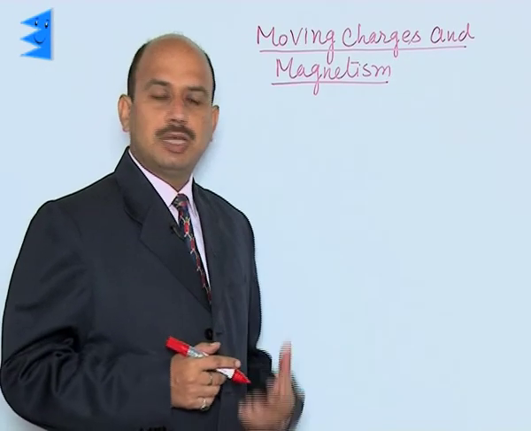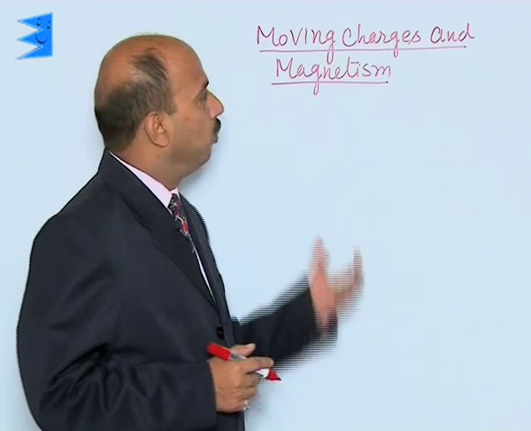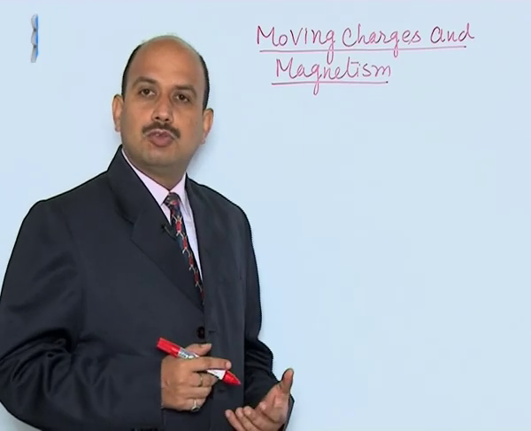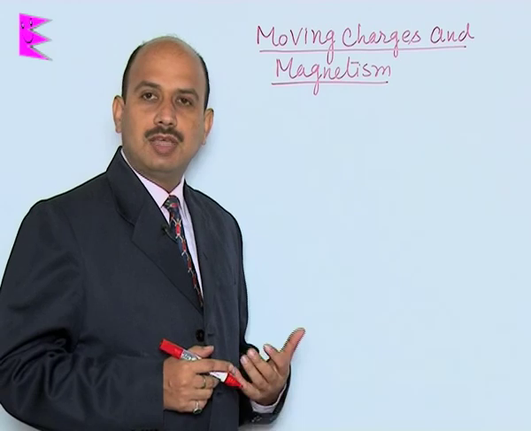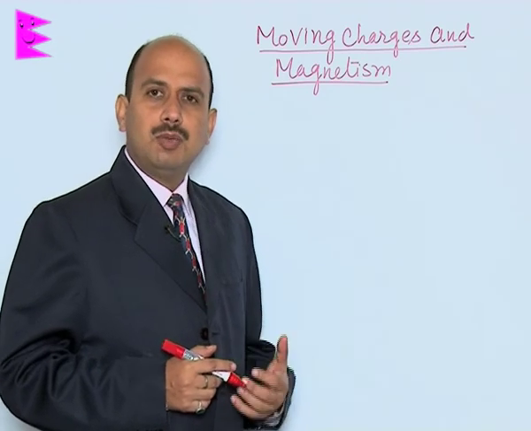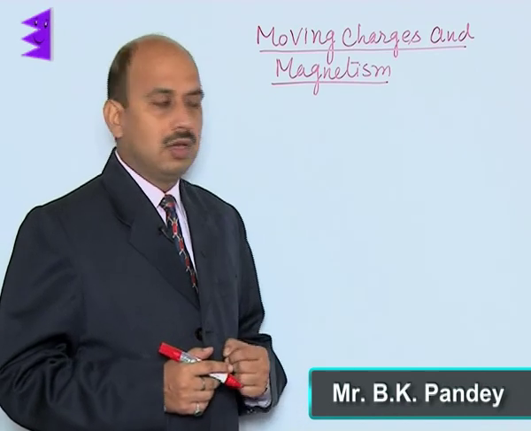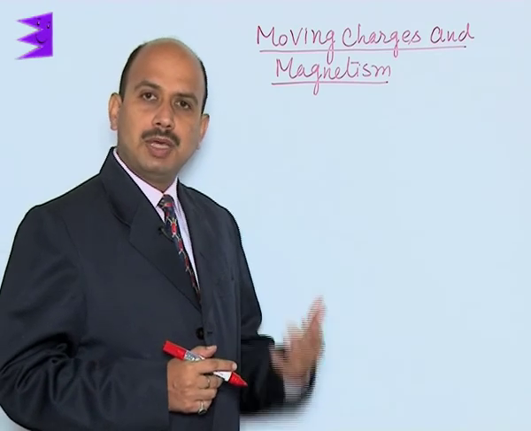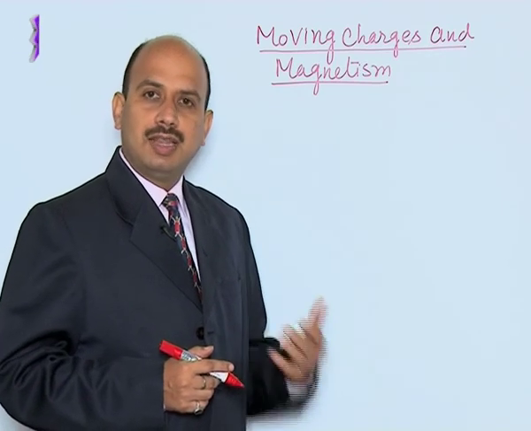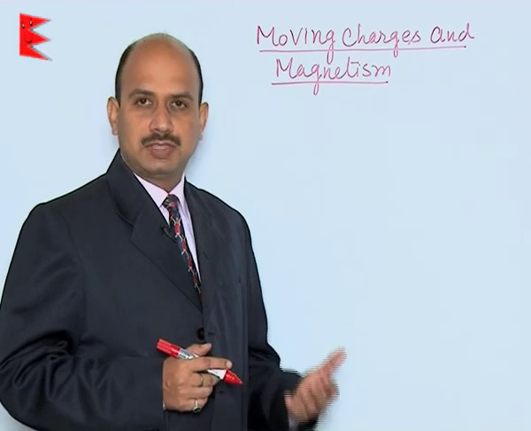So, now see the next chapter, that is chapter 4, moving charges and magnetism. We have done electrostatics and electric current. See here, when electric charges are in motion, they constitute electric current. We have done in the electrical circuits the direction of the current and the motion of the charges.